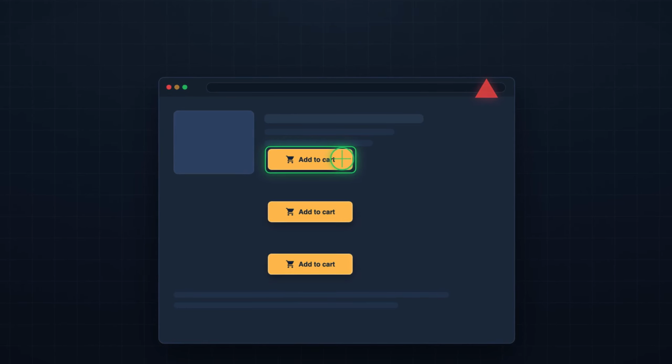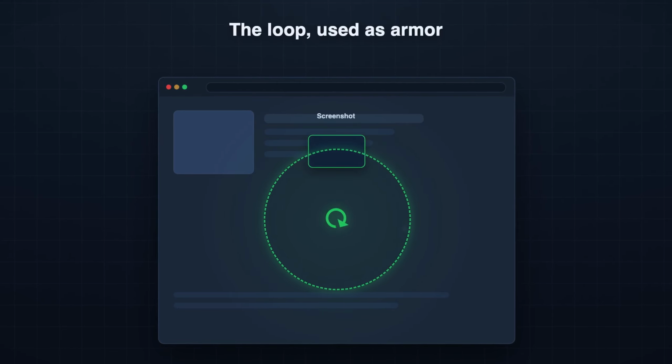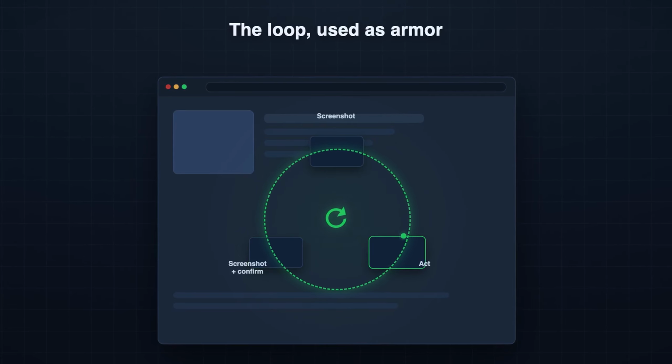It's the loop we already saw used as armor. Screenshot, select, then immediately screenshot again to confirm the click did what you expected, before committing to the next one. Never fire a whole plan of coordinates blind at a page that's still moving. Check reality after every single move.